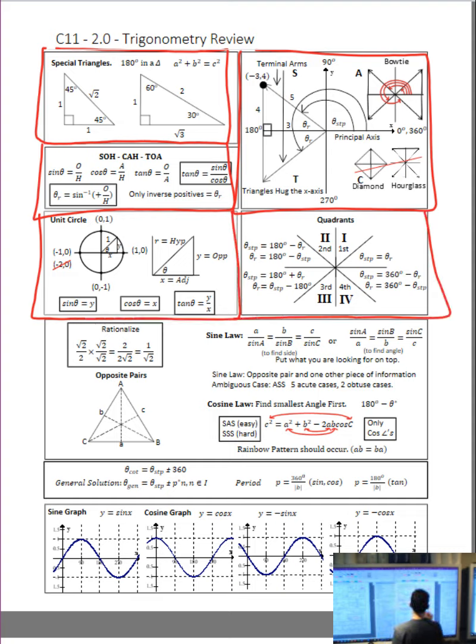Graphing and the quadrants and how to find angles, but that's confusing. Logic can do much better for you. Down to the right, we have the sine law, if we have the opposite pair and one other piece of information, or the ambiguous case, ASS. And then we have the cosine law, where we use it if we have SAS, side angle side, or SSS.